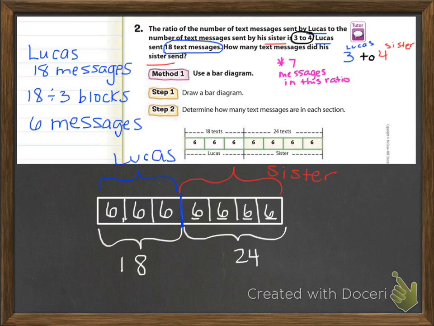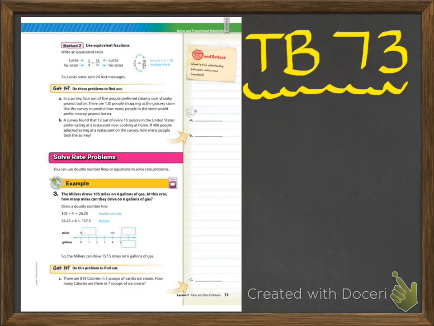And we found that out by taking the 6 in each block, multiplying it by the 4 blocks that we have, and then we get 24 messages. So now let's go on and look at method 2. Textbook page 73 is where you're going to find method 2. And for method 2, let's go ahead and take a look at it.